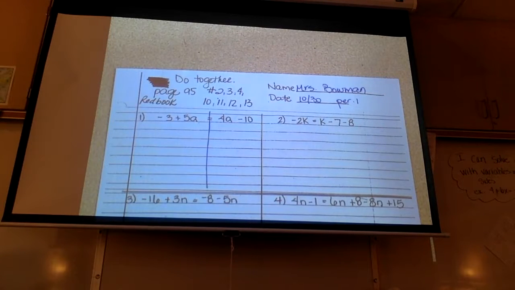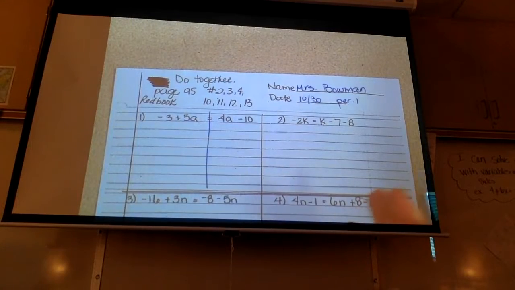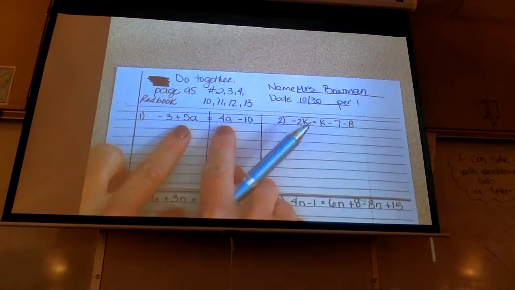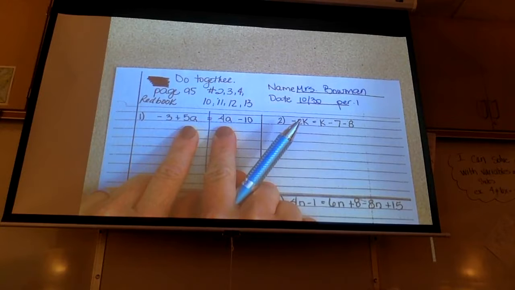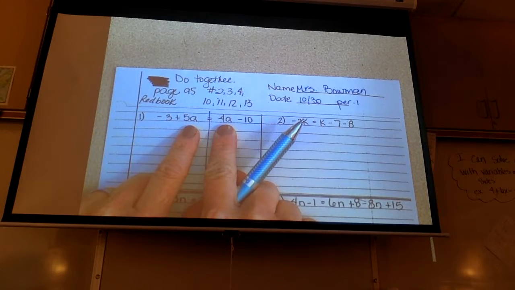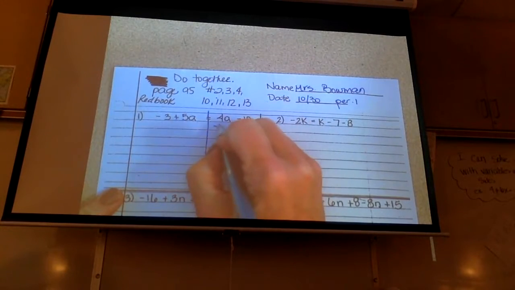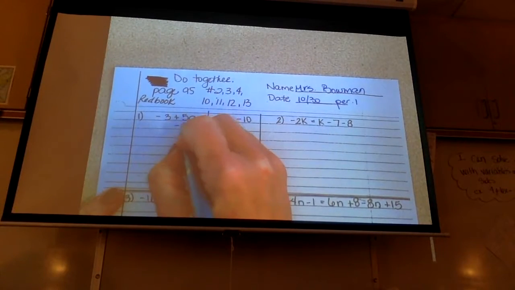So now, since I've done the step where I say I can't combine anything, I'm going to see which side has the smaller variable. I have 5a on this side and 4a on this side. Which one's smaller? 4a. How do I move positive 4a? Minus 4a on both sides.